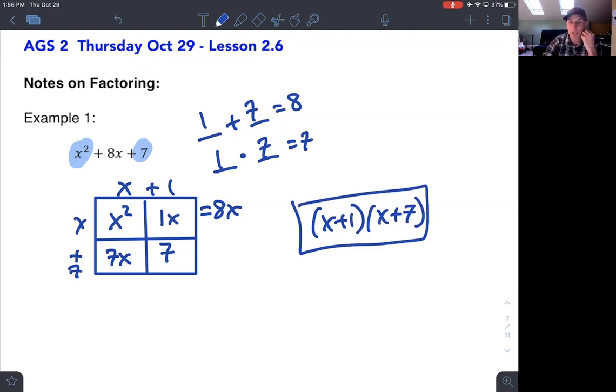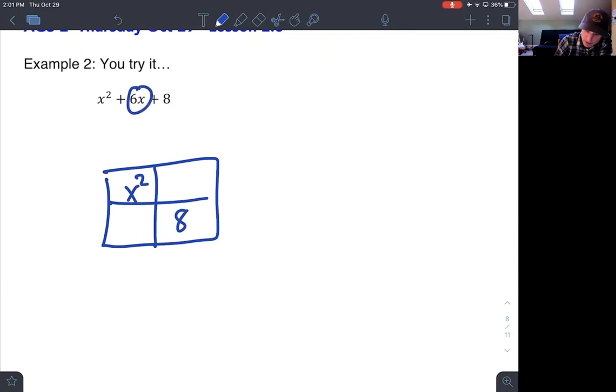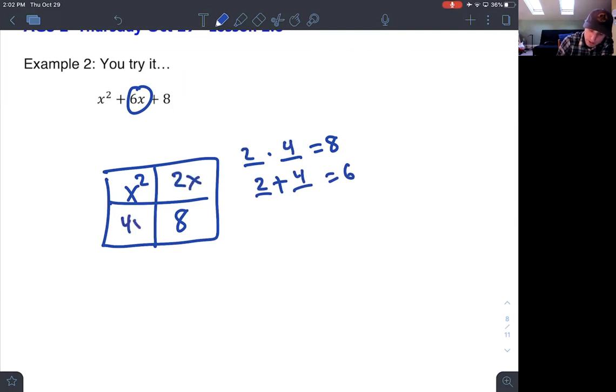All right, you guys ready to try one on your own? I'm going to hit pause on this recording. Okay, so super quick, we've got a box. You don't have to make it pretty. x squared and 8. And then you take the 6 and you say what times what makes 8, and what plus what equals 6. And I know that that is 2 and 4. 2 times 4 is 8 and 2 plus 4 is 6. So we've got 2x and 4x, and you have x plus 2 and x plus 4.